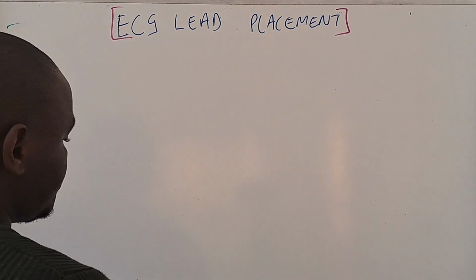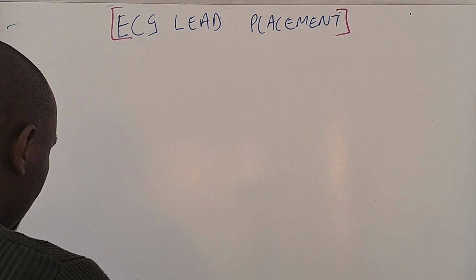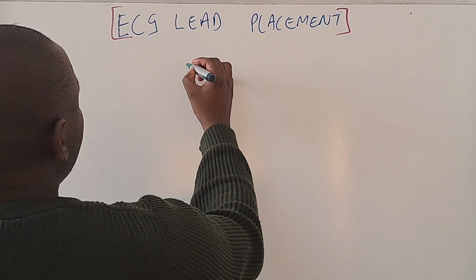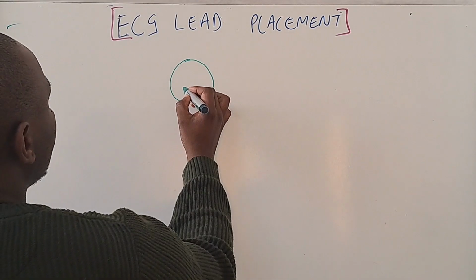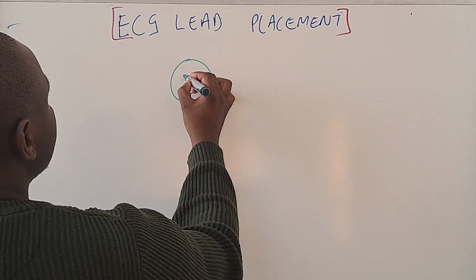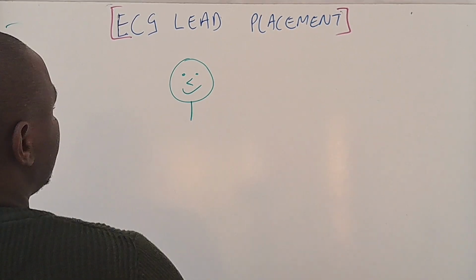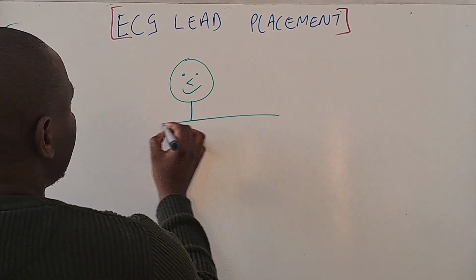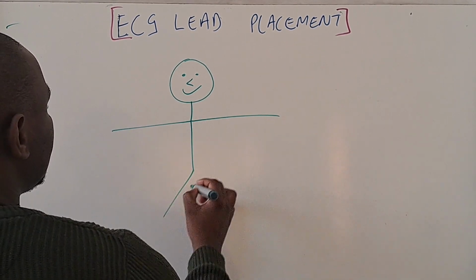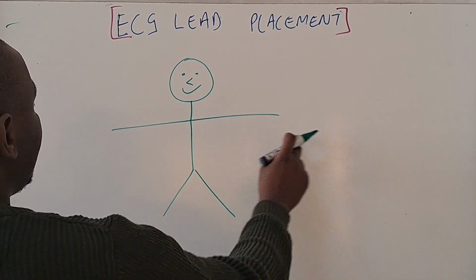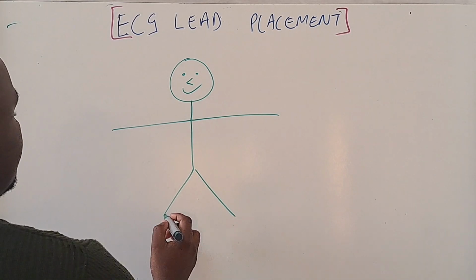So guys, I'm just going to draw. Let's say this is our patient. He's smiling there because he's finally getting his ECG. This is his neck, and this is the left upper limb, the right upper limb, the left lower limb, the right lower limb, right?